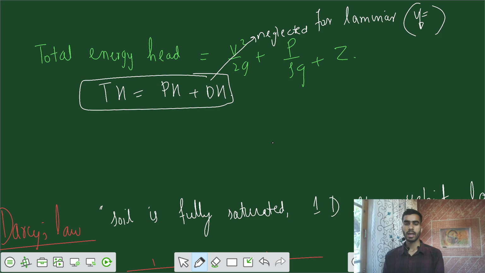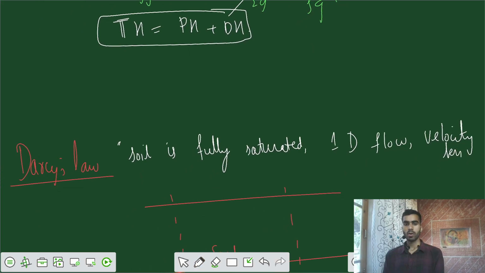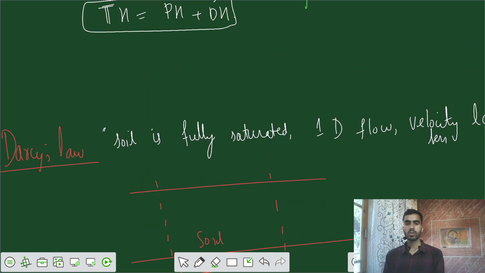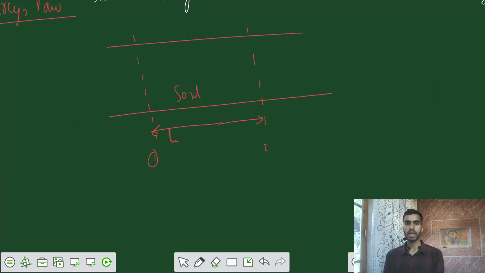So in this analysis, we also call it seepage analysis. We are going to talk about the total head in terms of pressure head and datum head, because laminar flow conditions are prevailing in the soil mass. So I would write what is the total head at the section. If I keep any datum somewhere, let's say this is our datum.